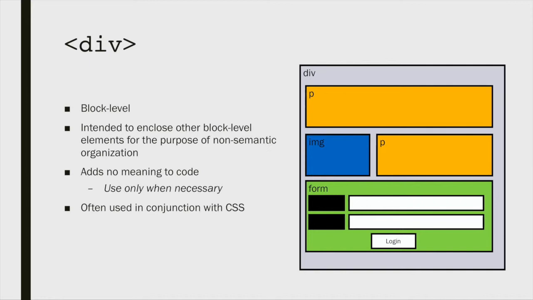use only when necessary. The div tag is also often used in conjunction with CSS to make different elements and items easier to find and also easier to change. For example, on the right, you notice that the div tag is actually the only item that's encompassing these paragraph tags, an image, and a form tag, which we'll get to later.